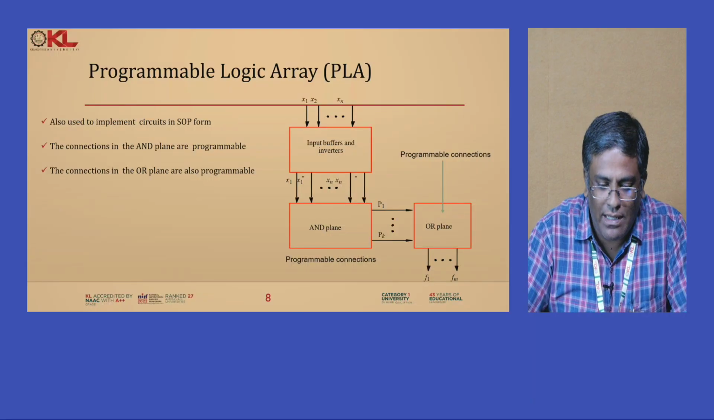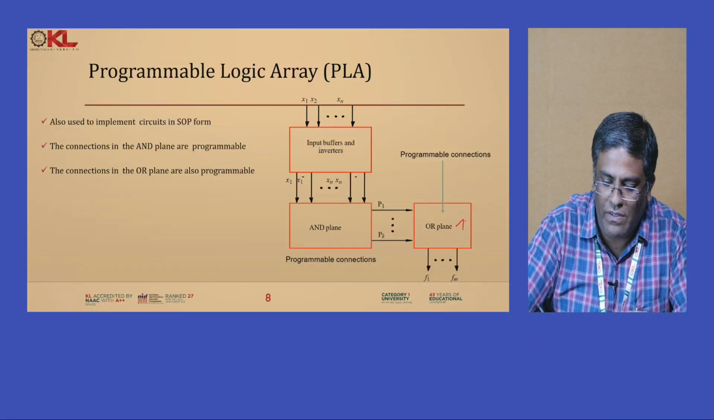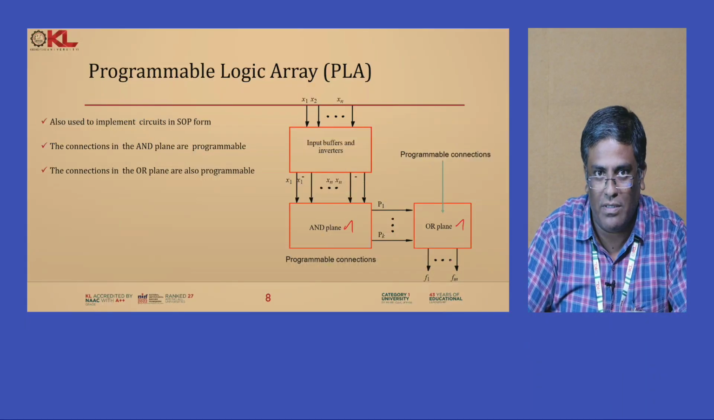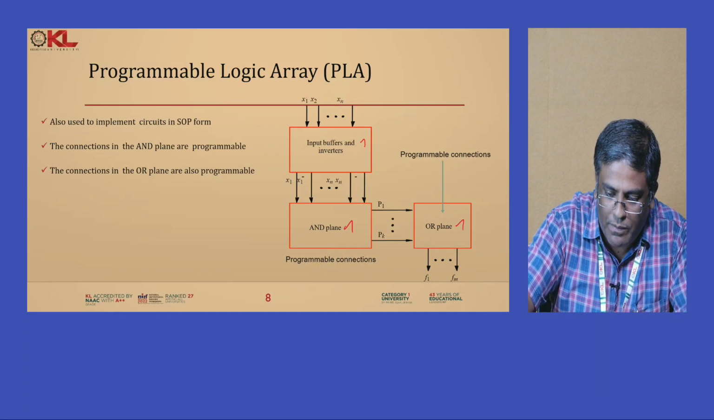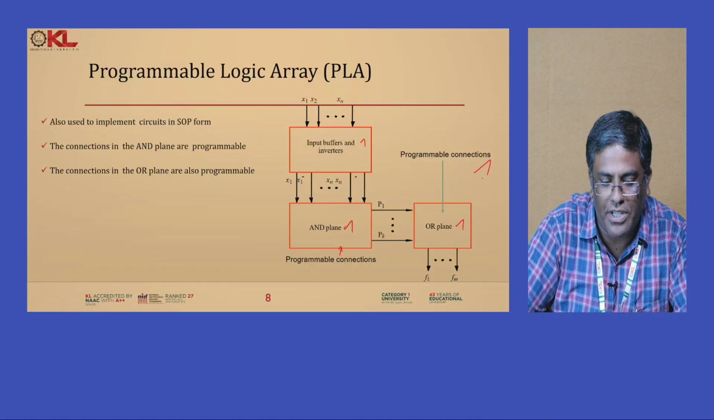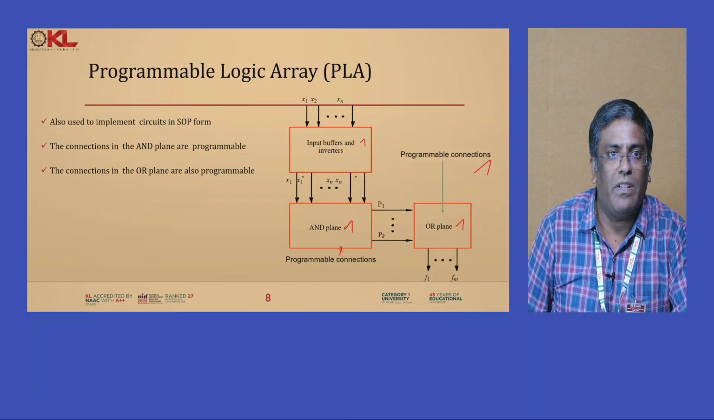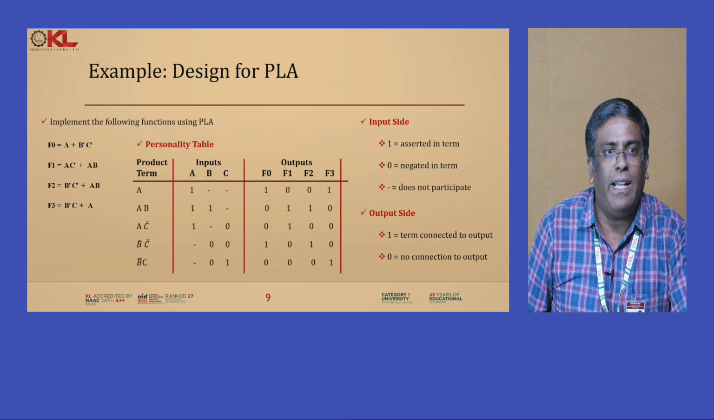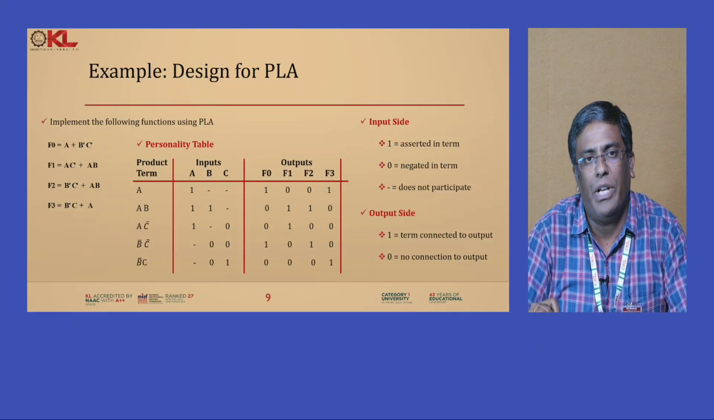So now you see the PLA. What we see in the PLA is that both the OR plane as well as the AND plane are programmable. Here we have X1 to Xn available as the input buffer, followed by the AND plane, where programmable connections are possible, and in the OR plane also programmable connections are possible in the PLA architecture. Right. Next, let's see how we are going to implement some functionality on the PLA.